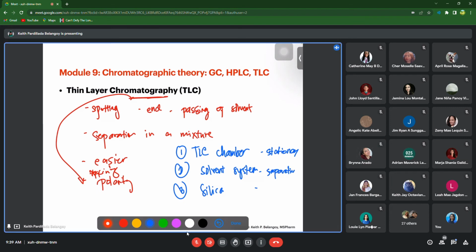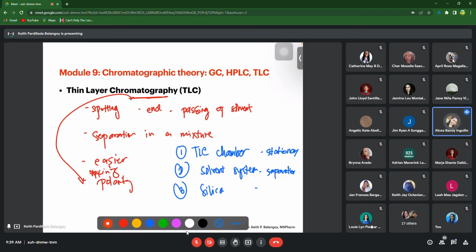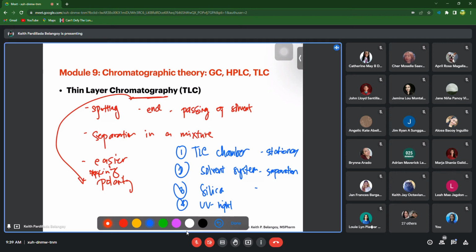Thank you, Arado. How about Ingilio? Is there anything you would like to add for the parts of the TLC? Yes, miss. There is also a UV light used for visualization for aromatic compounds and highly conjugated systems, and a staining agent or iodine used to stain. Then it sublimes and reacts with the compounds in the plate forming yellow-brown spots. Thank you. No, thank you for mentioning UV light, no.